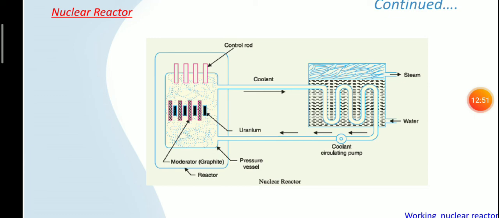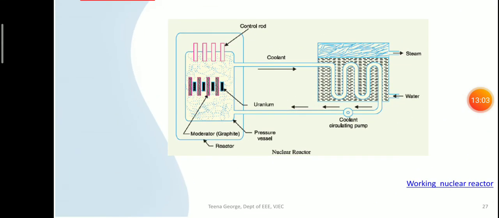So, the main part of nuclear power generation is the nuclear reactor, and all other parts are similar to that of a thermal power station. This is the basic working of nuclear power generation.